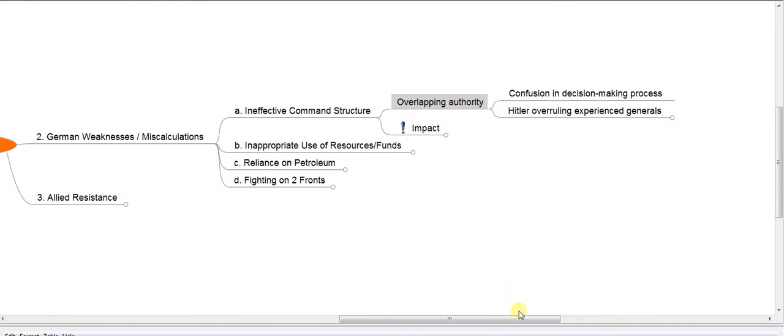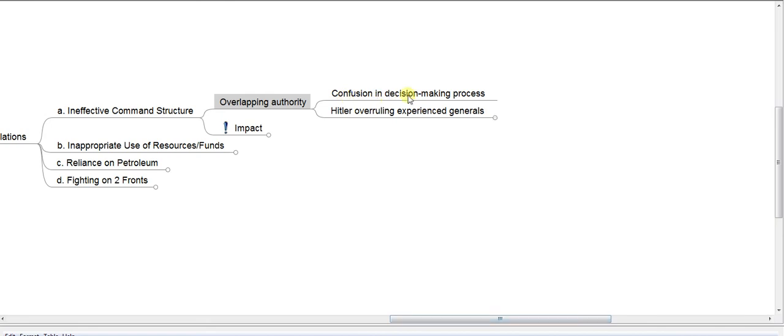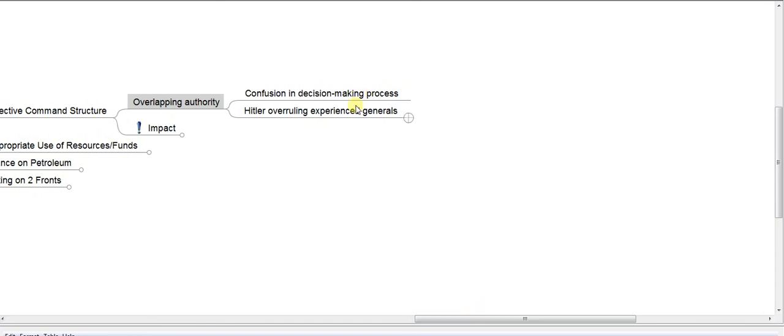So let's look at some of the problems. Firstly, there's confusion in the decision-making process. Like I said, when you have a lot of people telling everyone to do different things, there's massive confusion. And Hitler was particularly guilty of it. This guy, Hitler, was just a corporal in World War One, not a very high-ranking soldier. But as Führer, he was overruling his more experienced generals, guys who had fought and were officers in World War One.